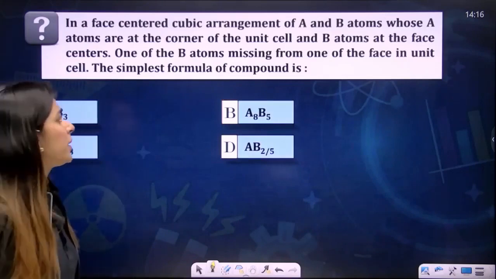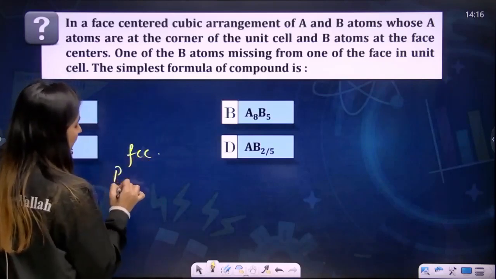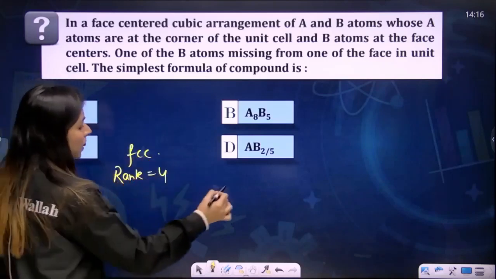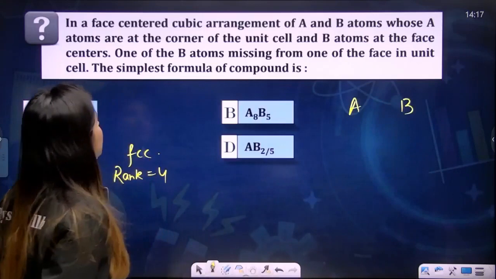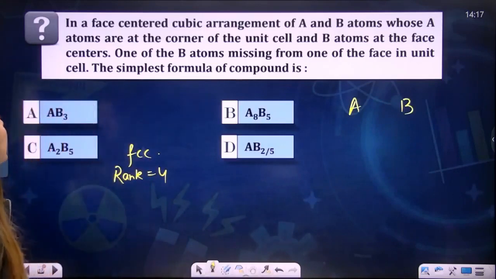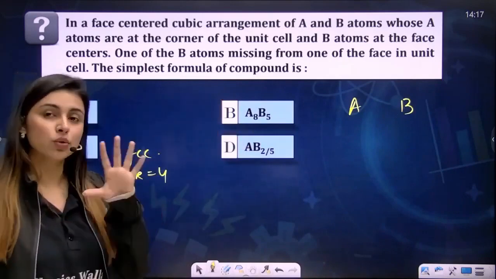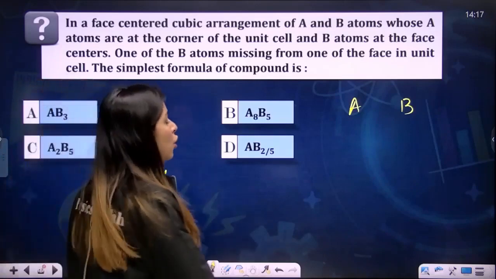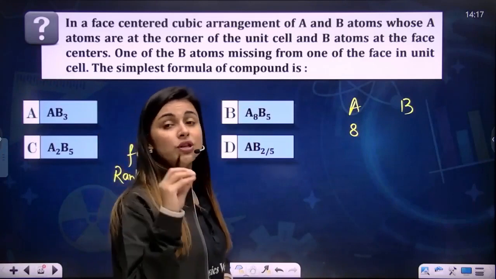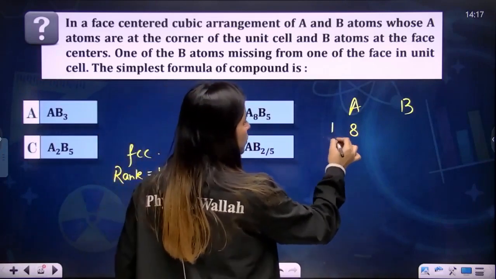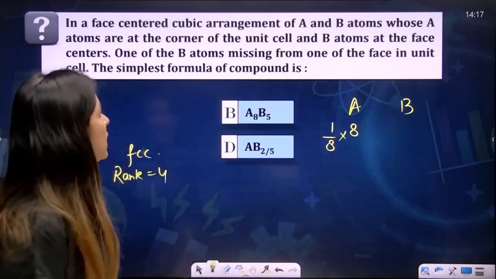In a face-centered cubic arrangement of A and B, so you have a face-centered cubic arrangement. So the rank is equal to 4. And you had A and B. I'll write it here. A and B atoms, where A atoms are at the corner of the unit cell. Unit cell has 8 corners, so all the 8 corners are covered by A, right? Yes. And the contribution at each corner is 1/8. So can I say that 1/8 of 8 is the actual A atoms present? Till now, that is what I know.